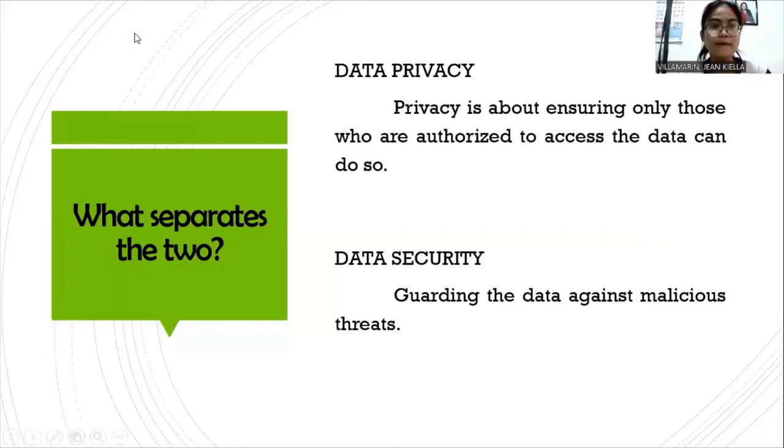For example, as reporters, we have our own PowerPoint presentations, and our group is able to access our G Drive, wherein we upload the files that we need to upload, and that specific folder is accessible by us. So that is data privacy.